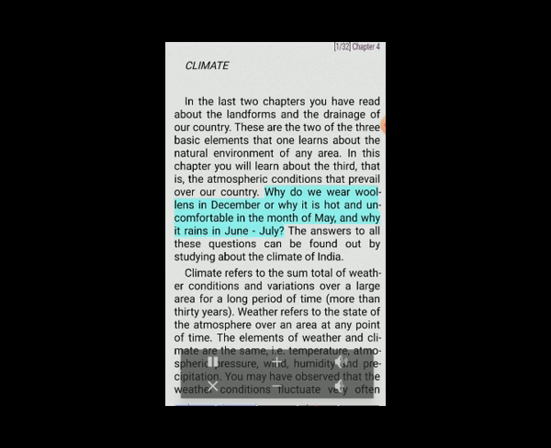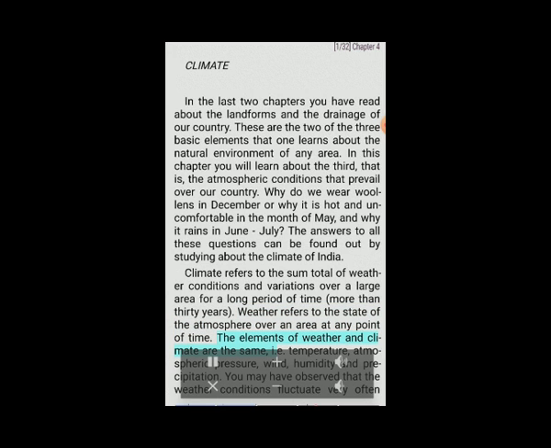Why do we wear woolens in December, or why is it hot and uncomfortable in the month of May, and why does it rain in June, July? The answers to all these questions can be found by studying the climate of India. Climate refers to the sum total of weather conditions and variations over a large area for a long period of time, more than 30 years. Weather refers to the state of the atmosphere over an area at any point of time.